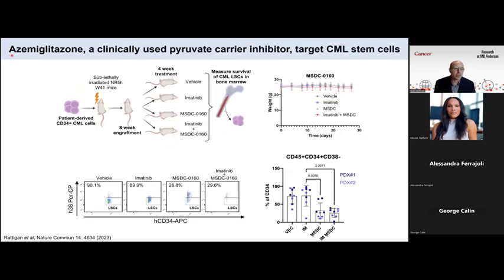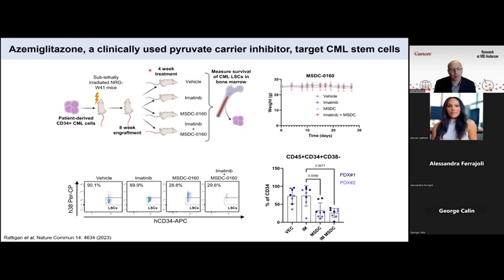So what you see here is this drug, azemiglicazone, which is a PPAR agonist-like. It's not really a PPAR agonist, but it has an effect on the metabolism of cells, and it was nicely shown to block pyruvate uptake through the mitochondrial pyruvate carrier.